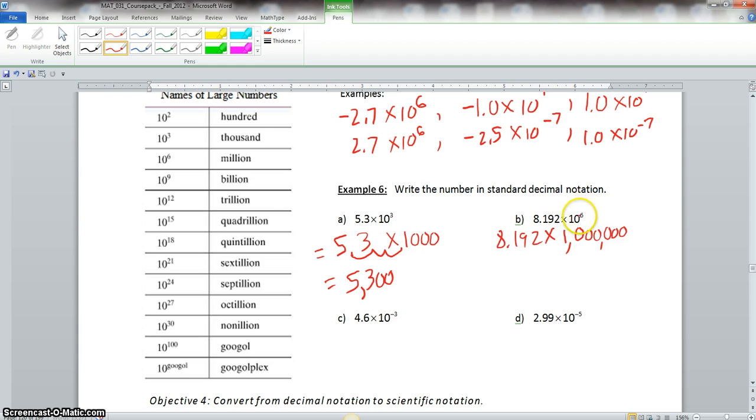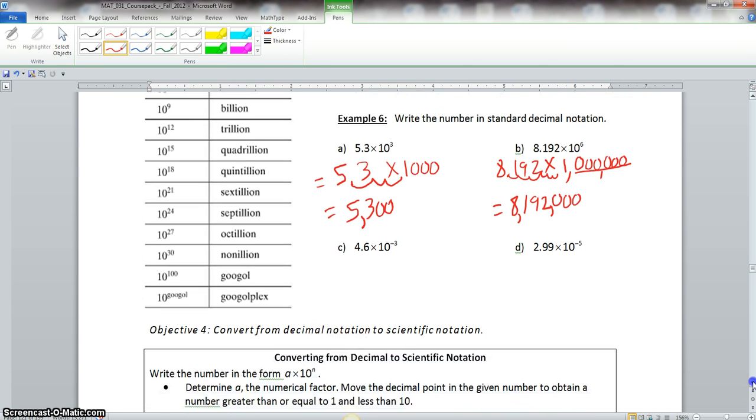Okay, so what this exponent does when it's multiplied, when it's a power of 10, all it does is tell you how many zeros you have. And we know the amount of zeros we have is how many decimal places we will move it to the right. So we have 6 zeros, so we'll move this decimal 6 places to the right. So we'll have 8,192. That would take care of 3 of the 6. And then we have 1, 2, 3 more to go. So we have to add 3 zeros. So it'll be 8,192,000 will be our final answer.